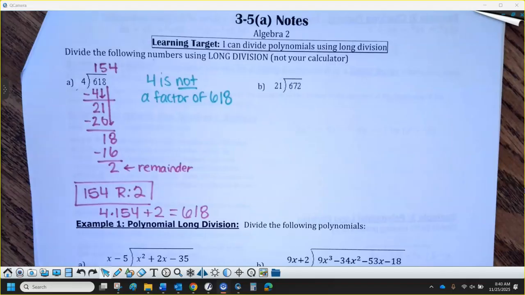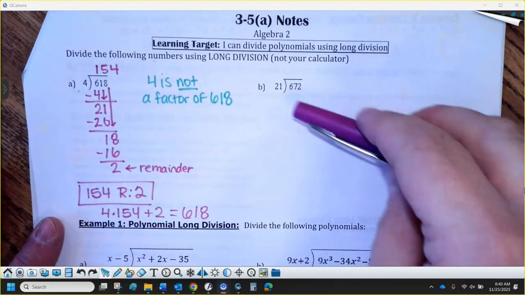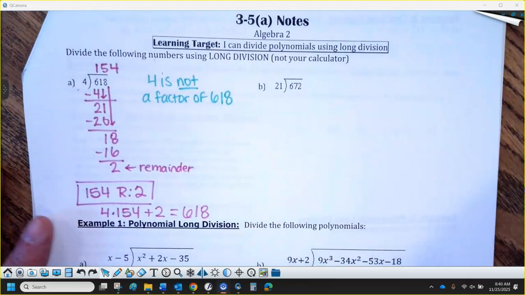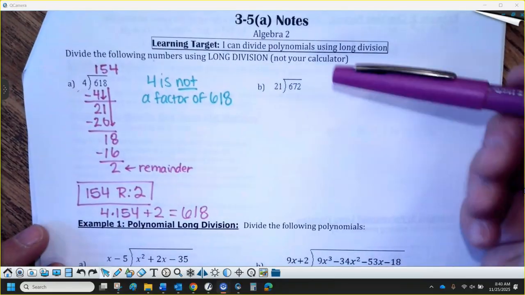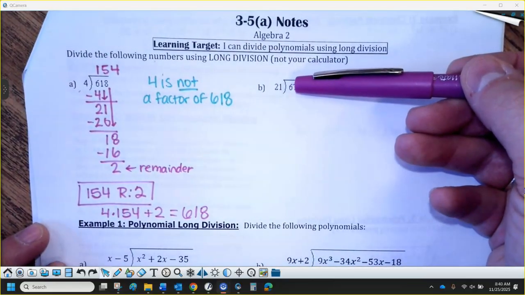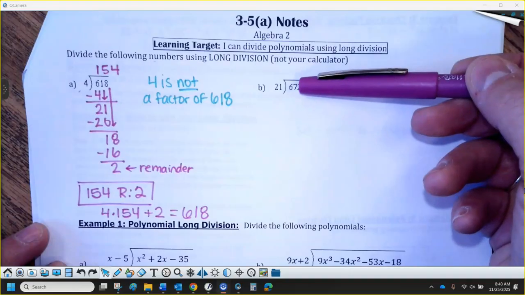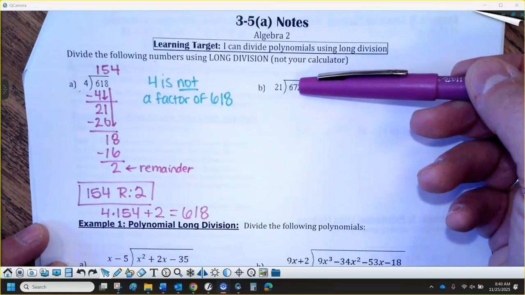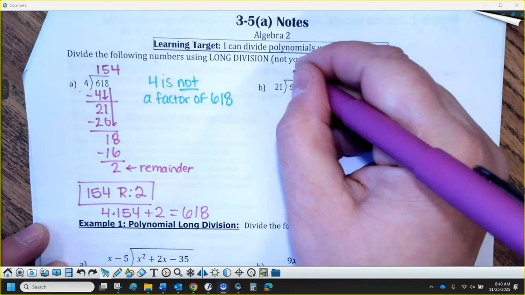Okay, so let me try one more. Now, if you have a 2-digit number, you do kind of the same thing. I'm going to divide 21 into 672. Obviously 21 doesn't go into 6. So you scooch over to the 67. Can you guess how many times 21 would go into 67? 3 times. So you put the 3 on the top.